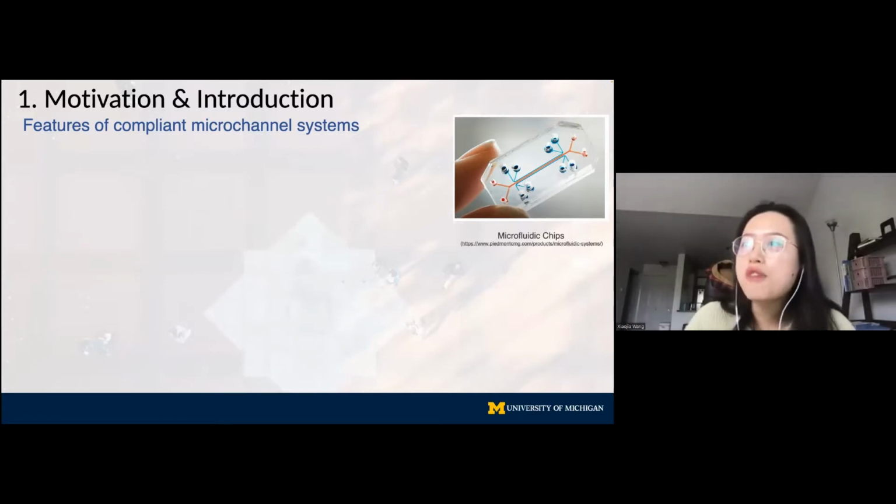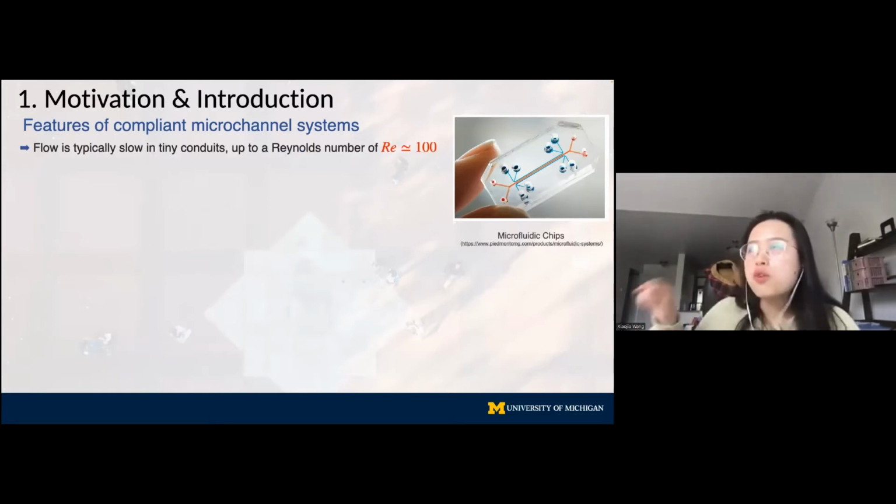Such conduits are very small. Its smallest dimension is comparable to a human hair. Therefore, a flow within such small conduits is typically very slow. The reported Reynolds number is up to several hundreds.